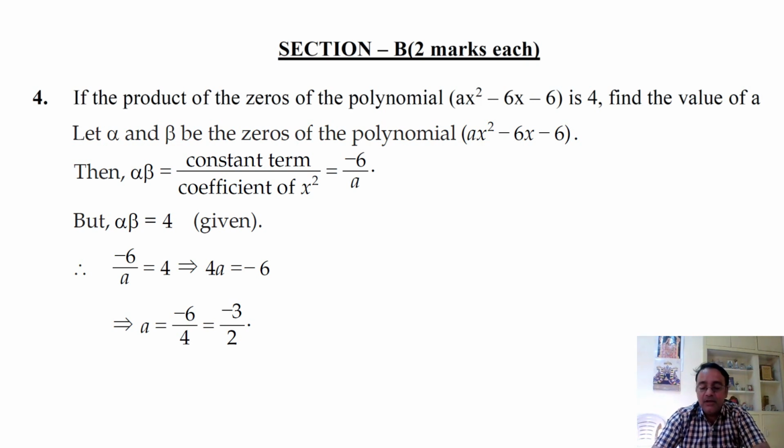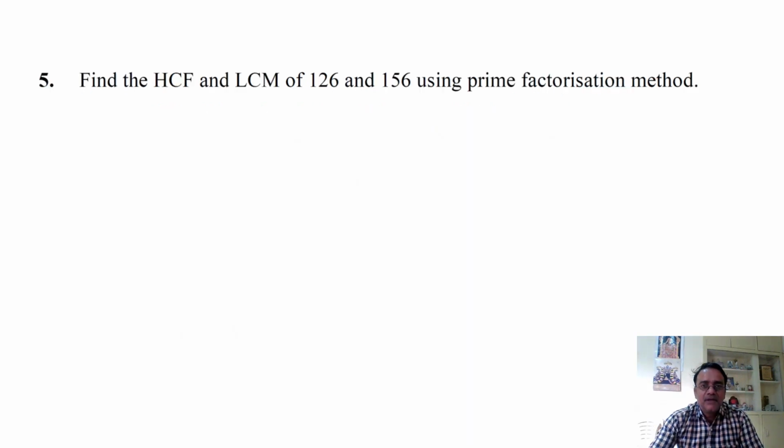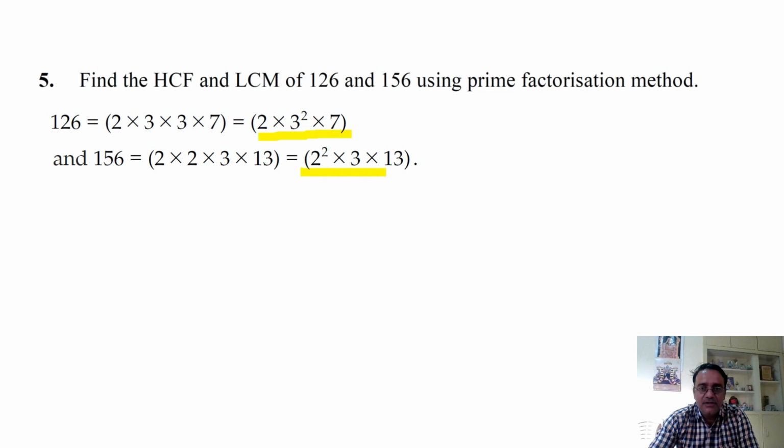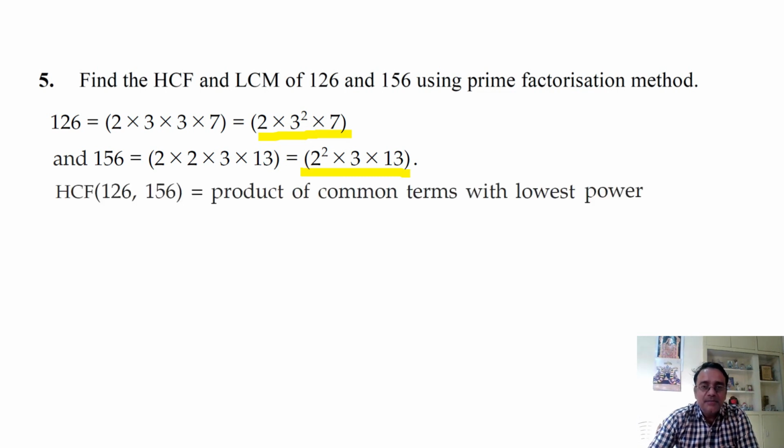Okay, so now the next question. First we will find the prime factorization of 126. This is the prime factorization of 126: 2 into 3 to the power 2 into 7. Now we'll find the prime factorization of 156. This is 2 to the power 2 into 3 into 13. So now what is HCF? The product of all common prime factors with lowest power. The lowest power of 2 is 1, and the common factor 3 also has lowest power 1. So 2 to the power 1 into 3 to the power 1 is equal to 6.